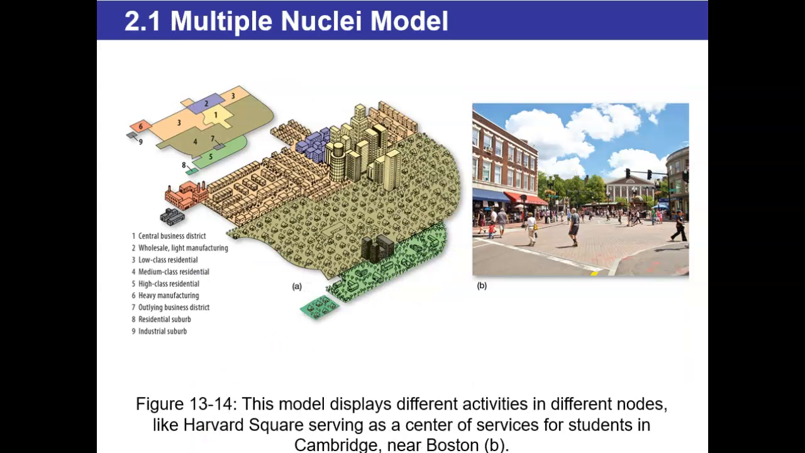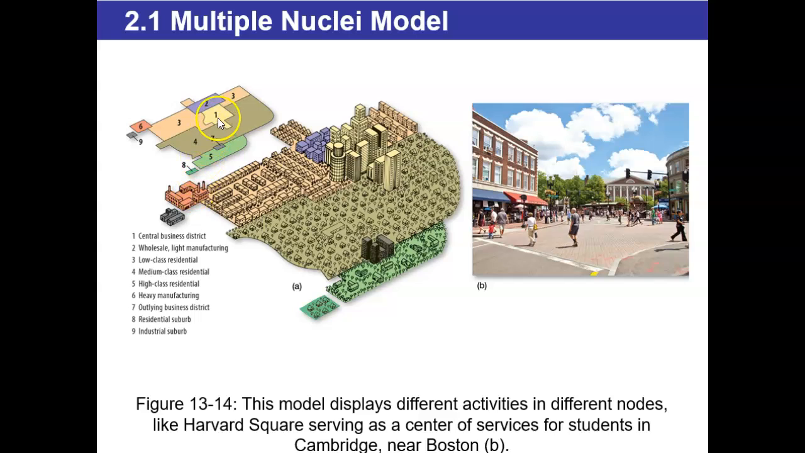Lastly, for our third model, this is known as the multiple nuclei model. Take a look at Figure 13-14. It's also located on page 467 of your textbook. This model displays different activities in different nodes. Like Harvard Square, serving as a center of services for students in Cambridge, near Boston. According to this model, a city consists of a collection of individual nodes or centers around which different types of people and activities cluster. As you can see in the key, the different nodes represent the different activities.